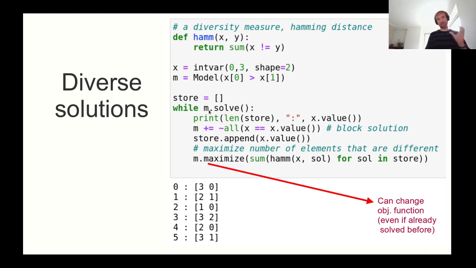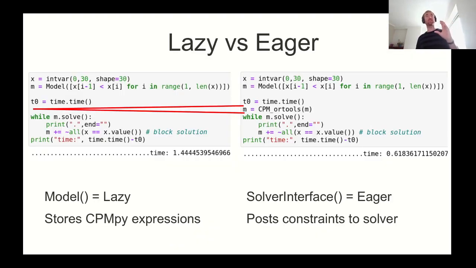And to give you just a bit of an insight of the mechanism behind, and to show you that the answer is no, and that this actually supports incrementality, I need to explain the difference between two execution mechanisms within CPMpy. Namely, we have a lazy execution mechanism, and we have an eager execution mechanism. So if you create a model, the model object follows a lazy execution mechanism.